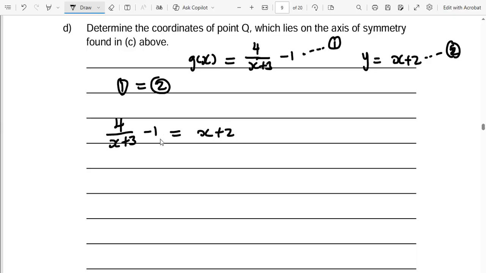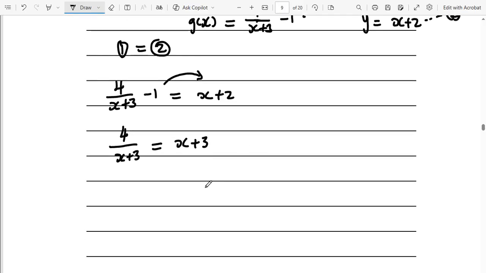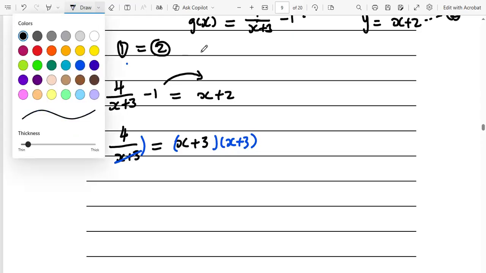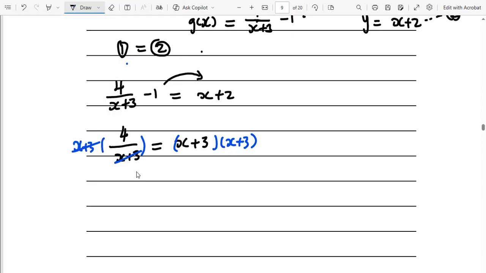So I think it's safe if we bring the minus 1 to this side to be positive, so that I can have 4 over x plus 3 equals x plus 3. So now can we just multiply both sides by x plus 3? Just to save time, if I take this term here, multiplied by x plus 3, even this term should be multiplied by x plus 3. So this x plus 3 will cancel that one, and this leaves us with 4 on the left hand side.